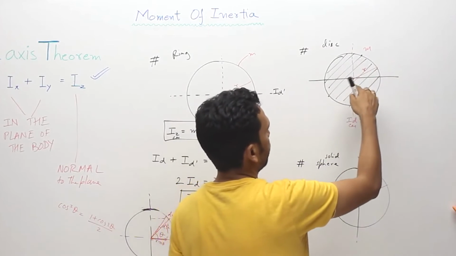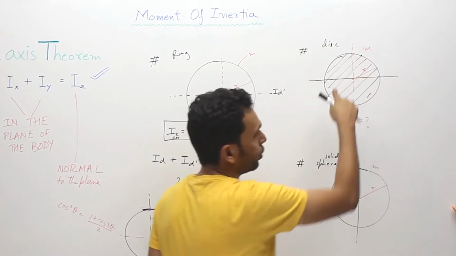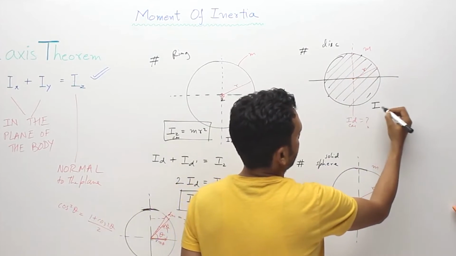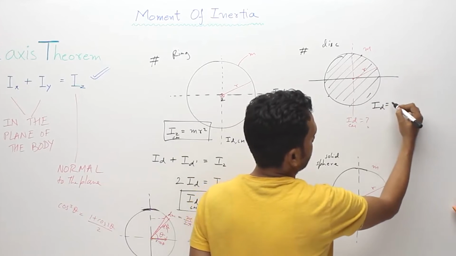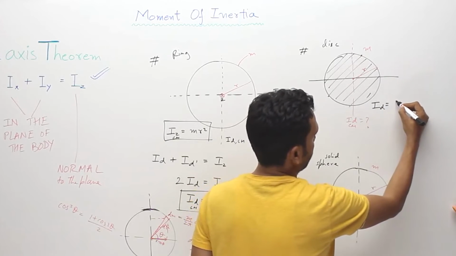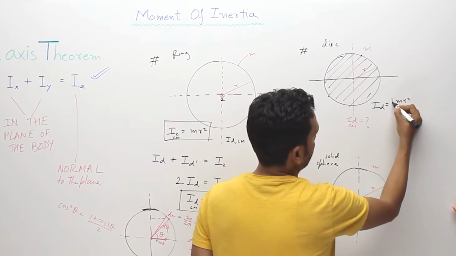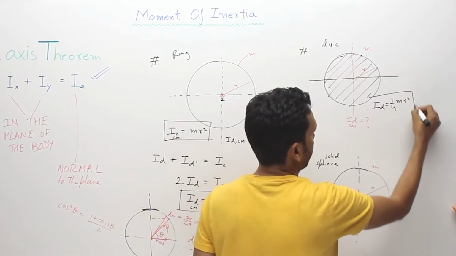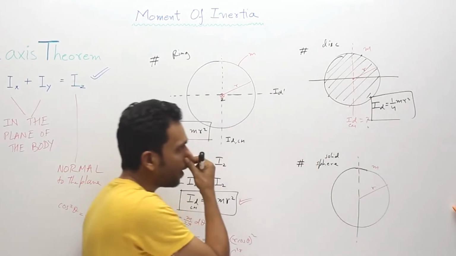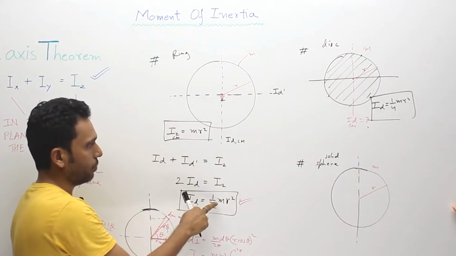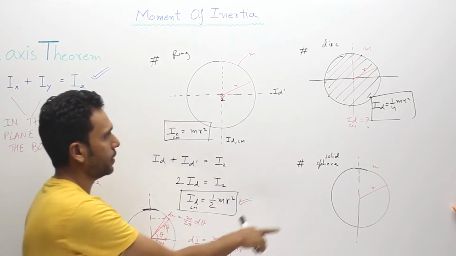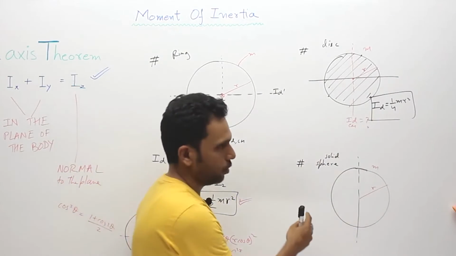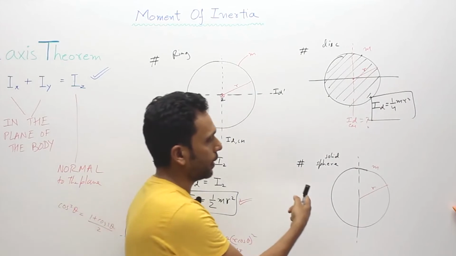So twice of Id will be equal to Iz, which we already know is MR square by 2. So what we'll get over here is twice of Id will come as MR square by 2. So if you take the 2 down, we'll get 1 by 4 MR square. So again, half of your Iz, here also half of Iz.